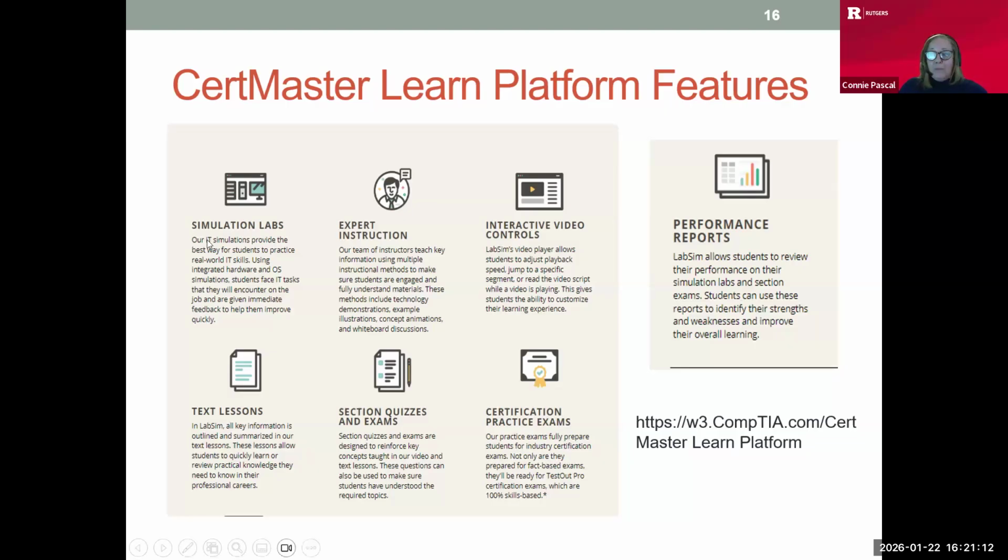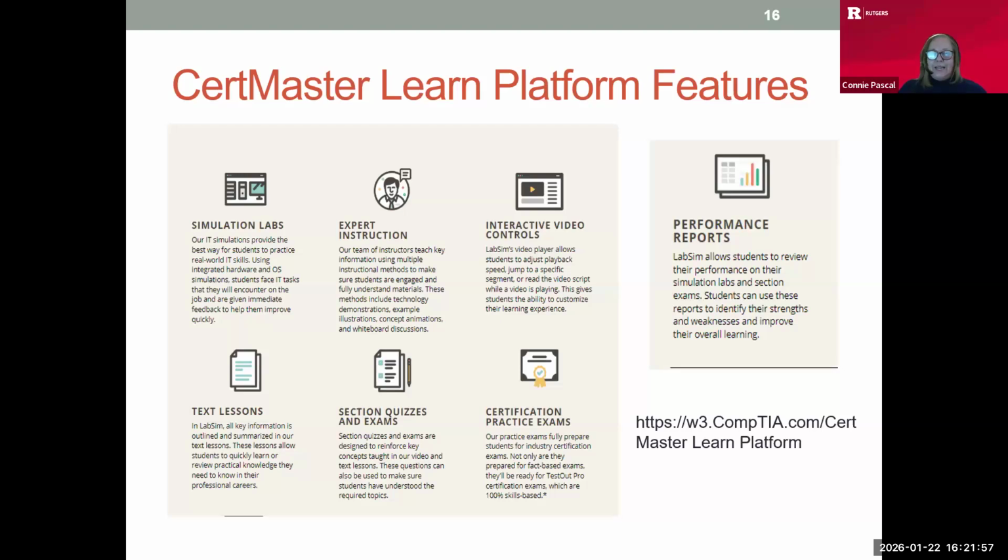So you'll have labs. Most units in your courses will have several labs that you'll be able to work on. Again, you can do the labs as many times as you like until you get them right, and you can practice as often as you choose. There's also expert instruction. There's interactive video controls so that you can actually go back and forth and reread segments. You're going to occasionally run into a term called LabSim, L-A-B-S-I-M. LabSim was the name of the CertMaster platform before CompTIA bought it from a company called TestOut. So our original vendor was called TestOut.